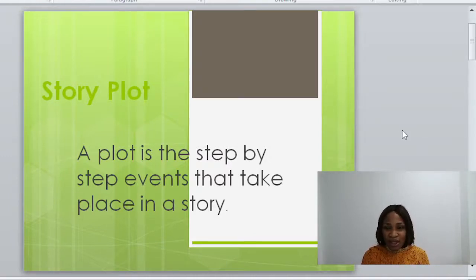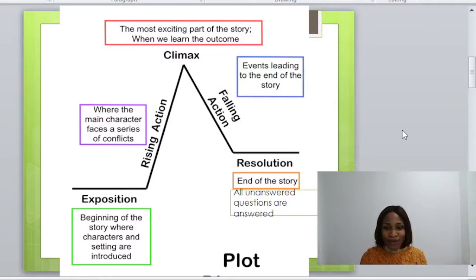Now first, let's look at the steps on how to write a good plot. First, you have the exposition. Now when you talk about exposition, that's where you start with the beginning of the story. Where did the story take place? Who are the characters in the story? So it's just like the beginning. You're giving us an introduction to who the characters are and where the story is taking place.